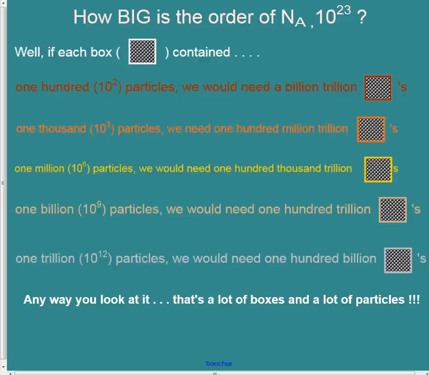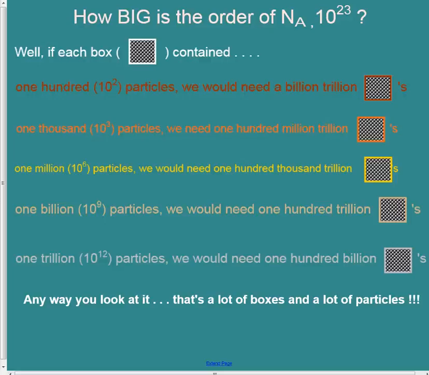So here's some ways we can think of this number. If each of these boxes contained 100 particles, that's pretty small. We would need a billion trillion of those boxes to make up to Avogadro's number, and that's really only getting to the order of the value. It's not even considering the fact that it's 6 times bigger than that.